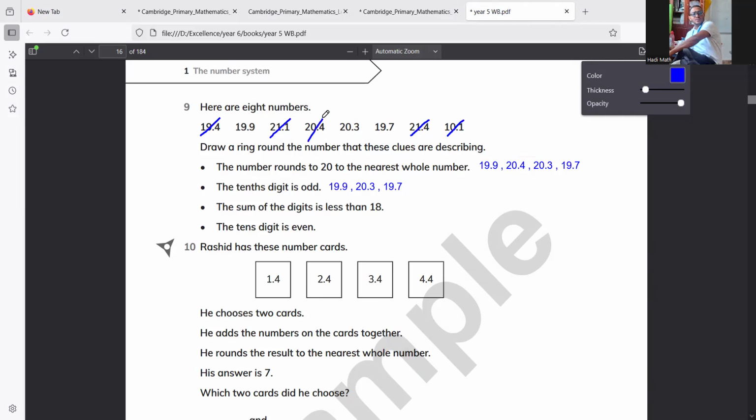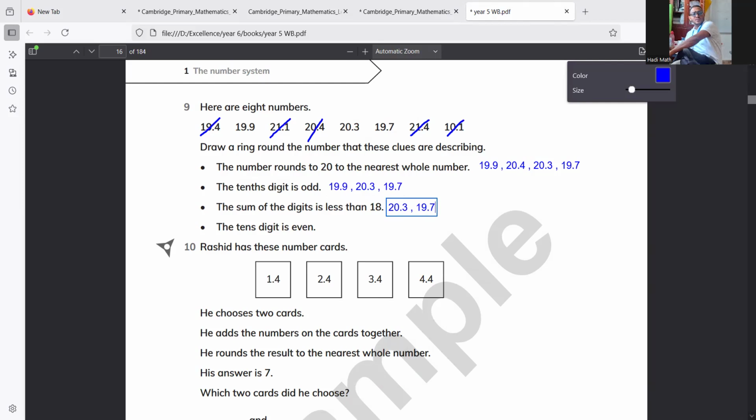Then they say the sum of the digits is less than 18. When we say the sum of the digits is less than 18, that means we add the digits. Like we add 1 plus 9 is 10, 10 plus 9 is 19. So this one, no, it's not less than 18, so we cancel this one out. Now we go here, 2 plus 0 is 2, plus 3 is 5, yes. So 20.3 is still yes. And 19.7, add them: 1 plus 9 is 10, 10 plus 7 is 17, yes. 17 is less than 18.